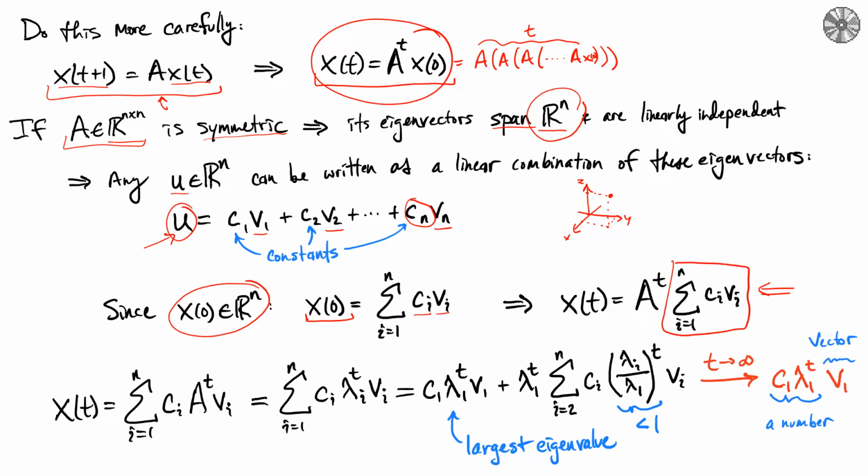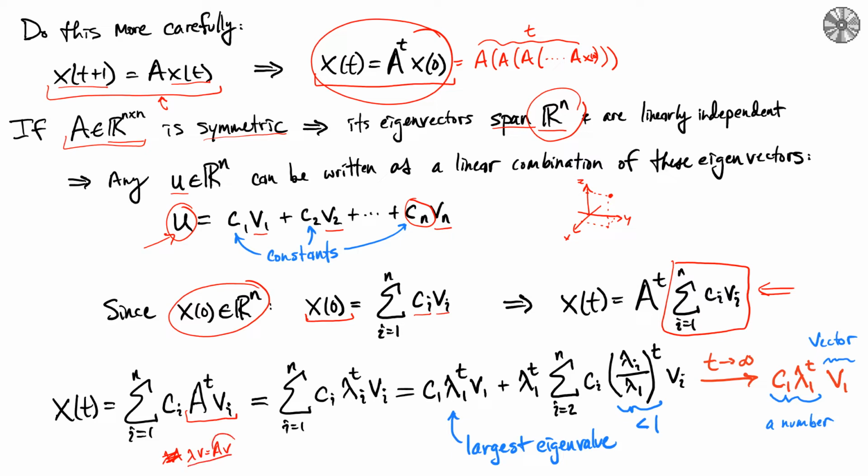If I move this A^t inside, this is just a sum, so it's just distributing A^t through that sum, and then you see that we get all of these terms, A^t times v_i. And the important thing is that v_i is an eigenvector of A. And remember that lambda v is equal to A times v. This is the eigenvalue-eigenvector equation.